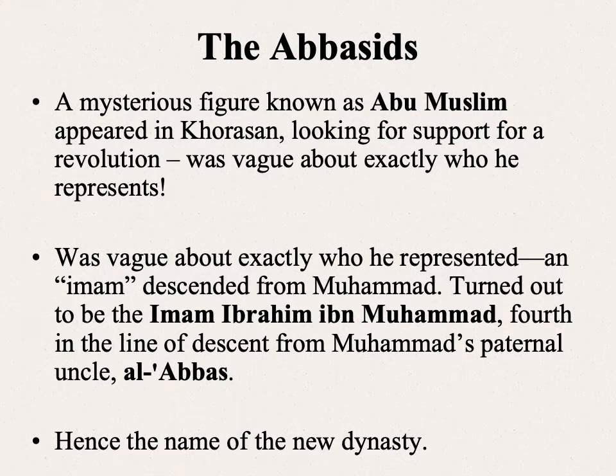It is someone actually descended from Muhammad's paternal uncle Al-Abbas. And this individual is the Imam, they take the title Imam, Ibrahim ibn Muhammad, fourth in the line of descent from the uncle. And hence the name of the new dynasty, the Abbasids. And pretty much at that point, they also turn on these proto-Shiites. They pretty much make a decision to adopt what's quickly emerging as the mainstream form of Islam, what will eventually become Sunnism, and will in fact persecute Shiites from that point forward. So, you know, they served their purpose and then they were effectively thrown under the bus.